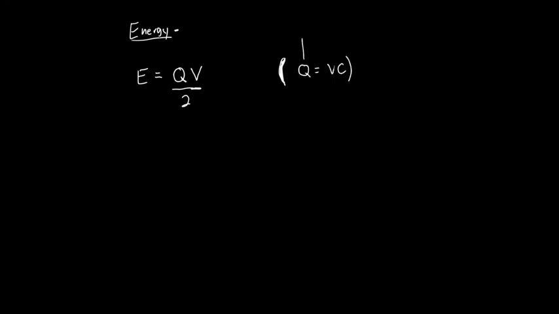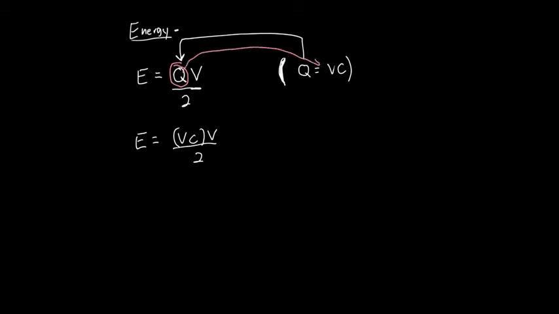So I can take this Q and plug it in right here for my Q in my energy equation. So now I know that my energy is equal to V times C times this V, all divided by 2. So all I've done here is I've taken that Q is equal to V times C, and I've plugged it in. And when I do that, I can solve this out, and I'll see that E is equal to V squared times C over 2. So this is another equation that I can use for energy inside of a capacitor.